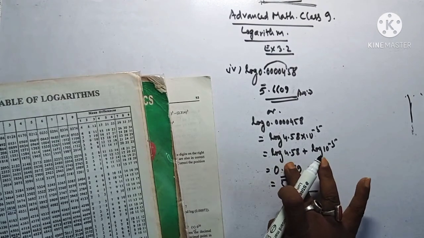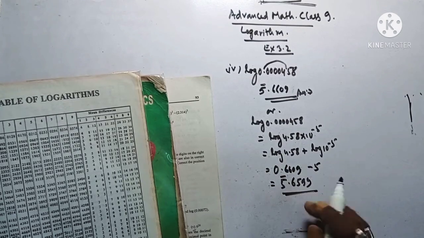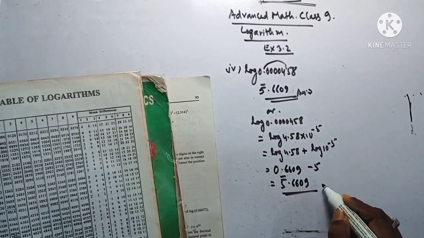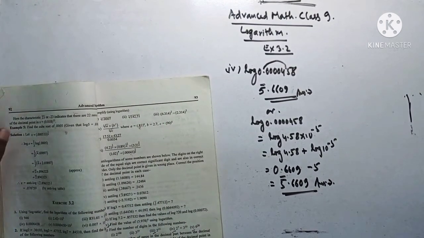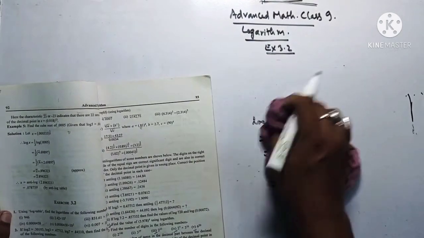So this will be 6609, and so this will be 6609. This is your answer. Now this question number 5, let me do the question number 5 for you.